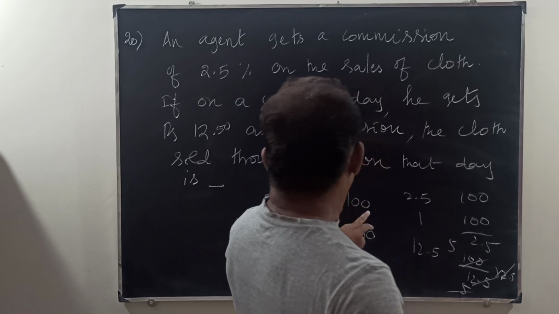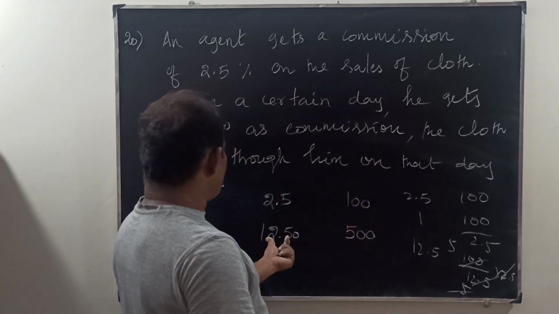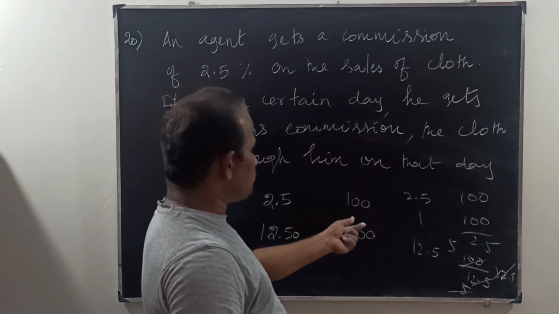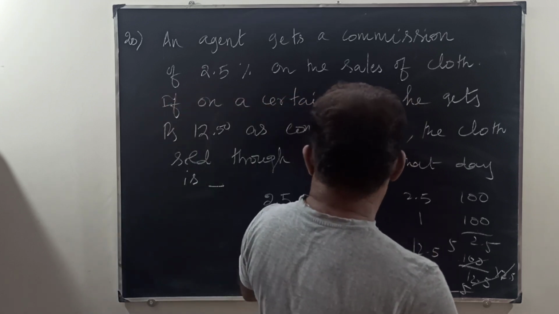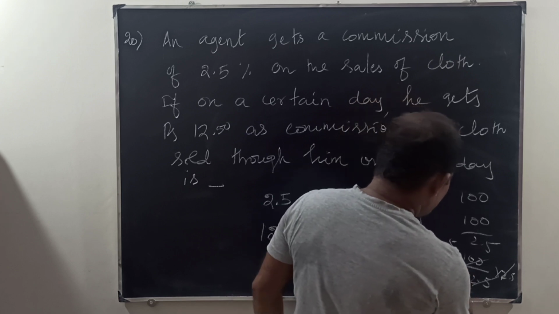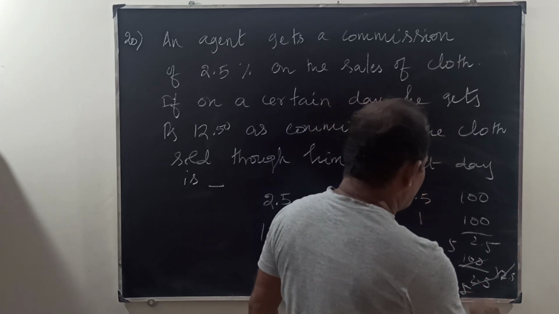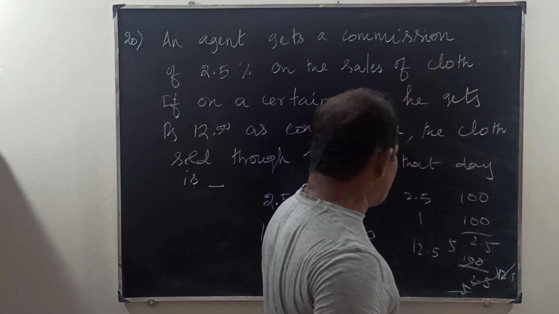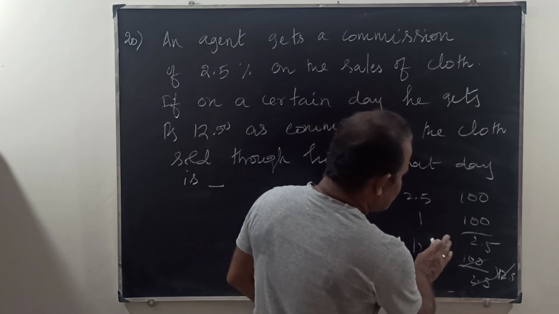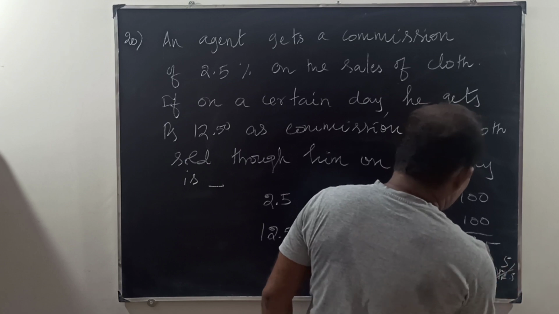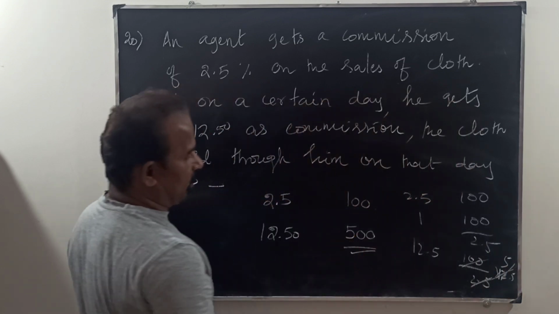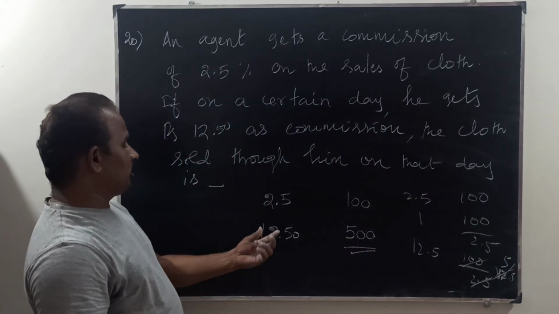Understood? 100 is 2.5, it should be 12.5. So therefore this is 100 divided by 2.5 into 12.5. So therefore I can get 2.5, so this is 5. Therefore 5 into 100, therefore this is 500. Okay, so we can calculate like that.